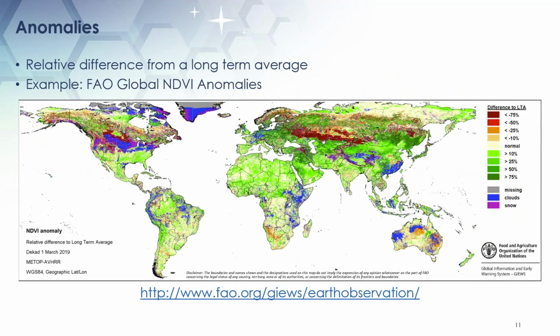Anomalies are essentially the difference from average conditions. This image indicates NDVI anomalies from March 2019. This could be used to identify drought and how that might affect agricultural security. Other examples of the use of anomalies include monitoring changes in snowpack or groundwater.